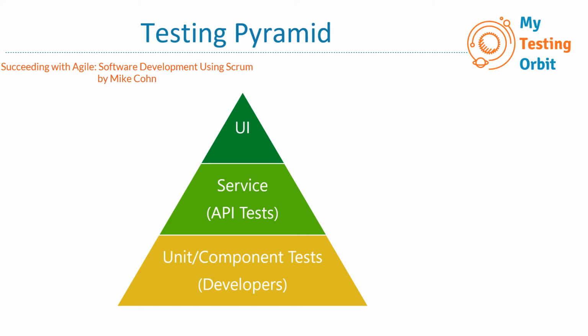Let's have a look at the bottom layer. The unit test is the first layer, which is performed by the developers while they are writing the code. Secondly, there is the service layer, where API testing is done. And at the top of the pyramid, there is the UI, which is where UI testing takes place.